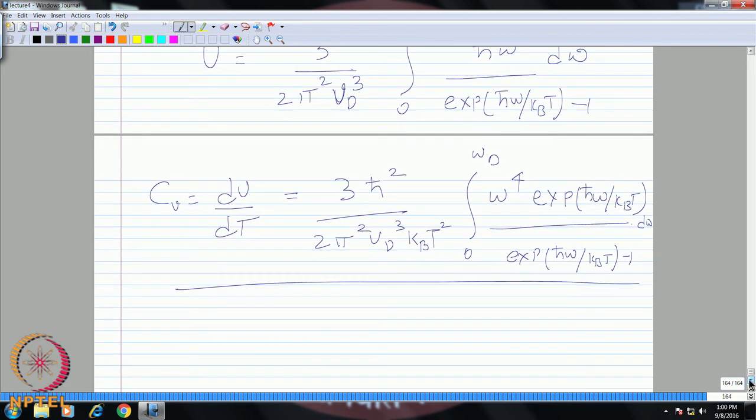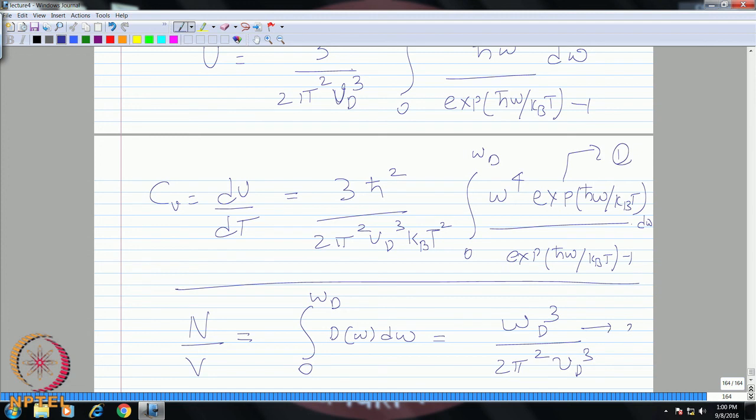So, now we are just going to do some manipulation here. This is the final expression that we get. To make the evaluation of the integral simpler, we can now calculate our N by V, that is the number of quantum states per unit volume. So, how do we do that? Simply the integral from 0 to omega D of D of omega d omega. This will give you the number of quantum states per unit volume. If you substitute our expression for density of states into this and integrate, you will get this quantum state density like this. Okay. So, let us call this equation 1 here, and this is equation 2.